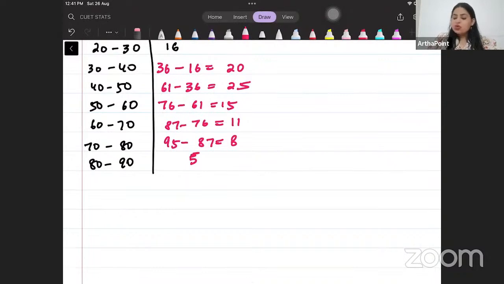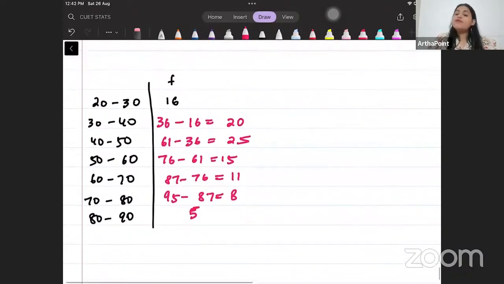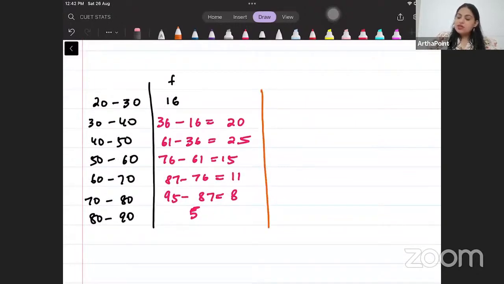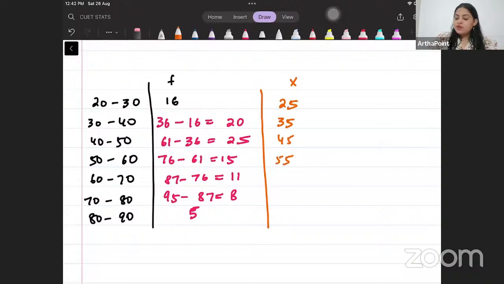So this is how you can go ahead and formulate the frequency. Now beta, now finding the mean is easy. So you can find the midpoint. 20 से 30 के बीच का midpoint will be 25, then 35, 45, 55, 65, 75, and 85. ये आपके midpoints हो जाएंगे. And once you have found these midpoints, I'm leaving it again. You can just solve this. Just find f into x.